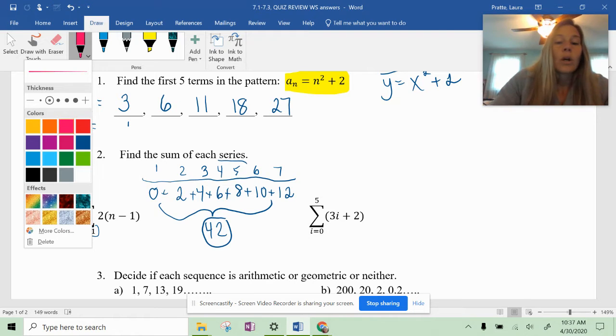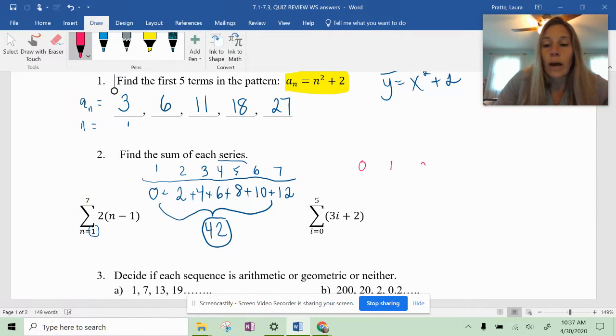Okay, so going on to the next problem. This time we're going to be plugging in the numbers 0 through 5.